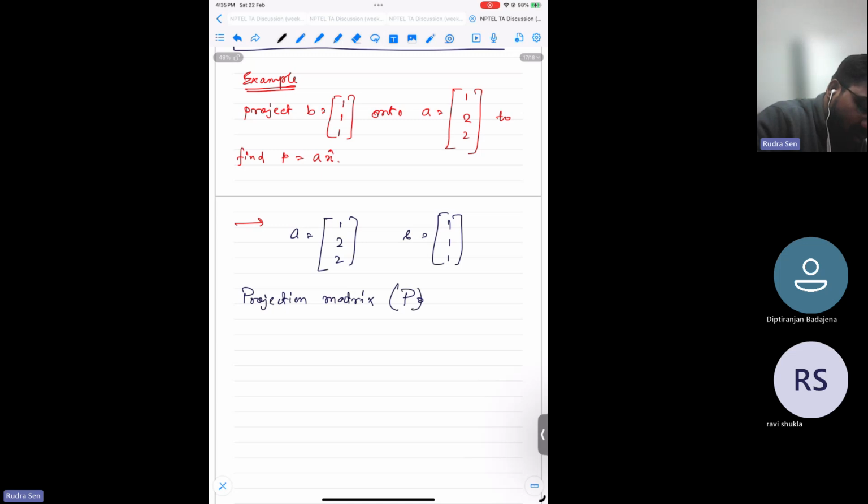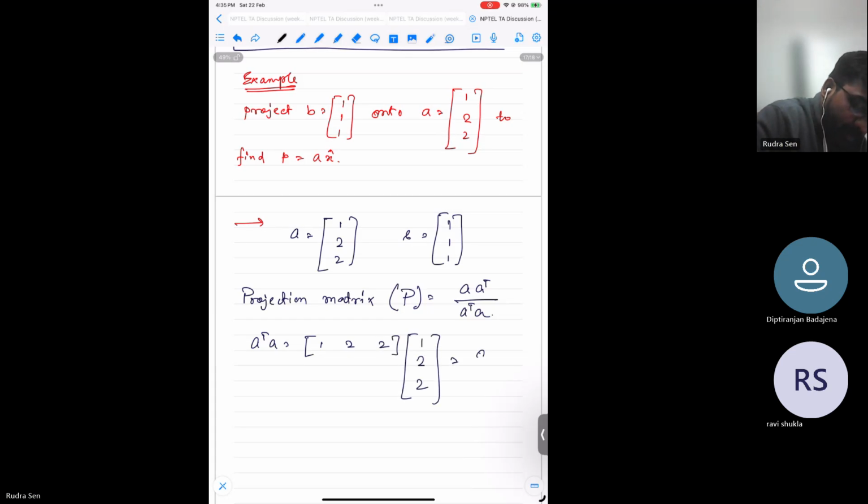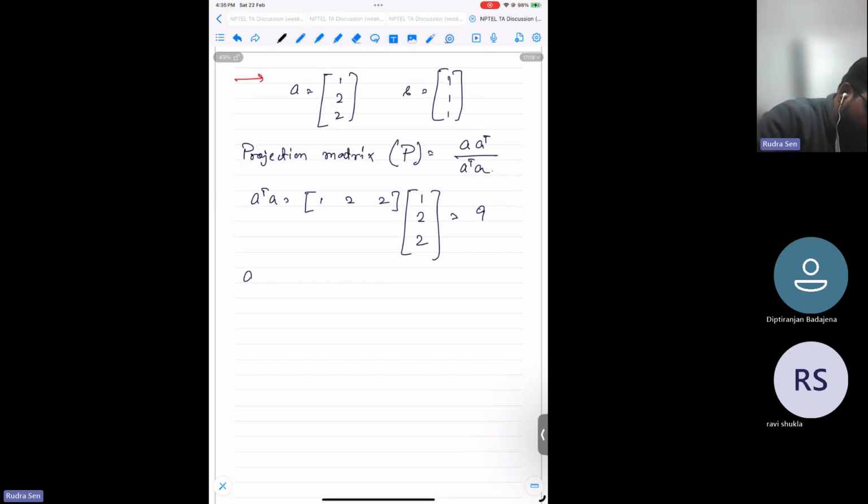Capital P is basically A times the inverse of A transpose A times A transpose. So A transpose A, what is A transpose A? 9. Okay. Now A transpose.